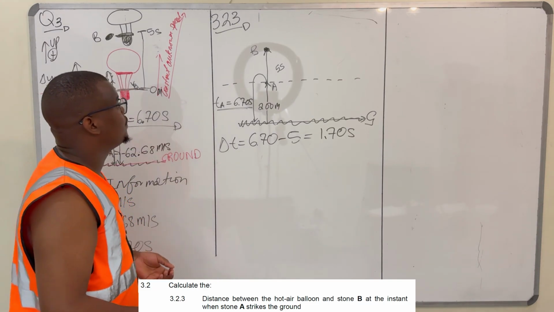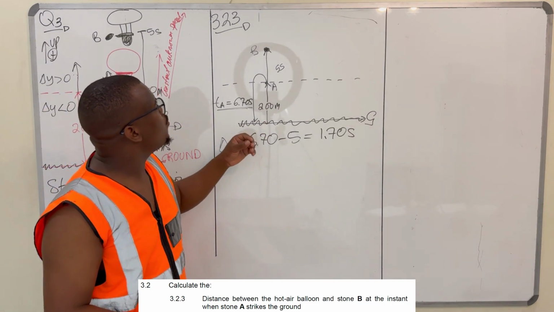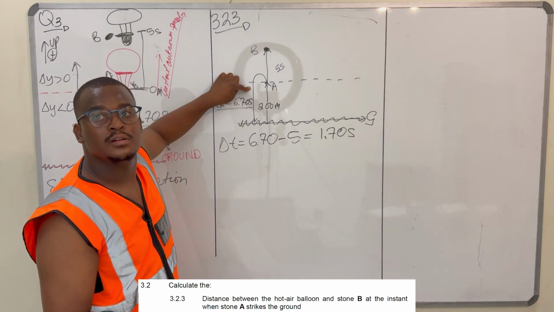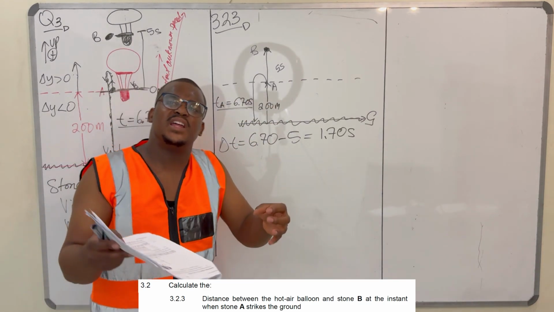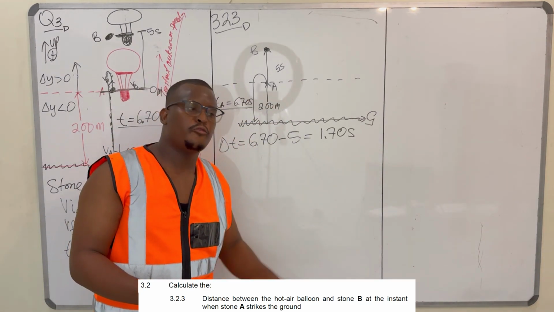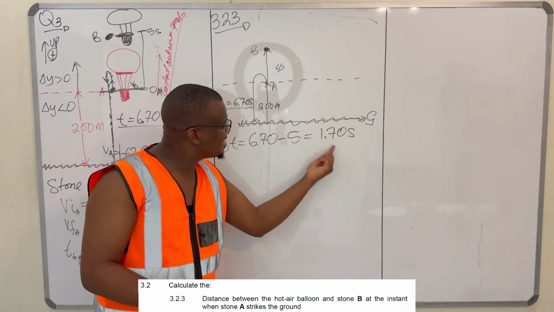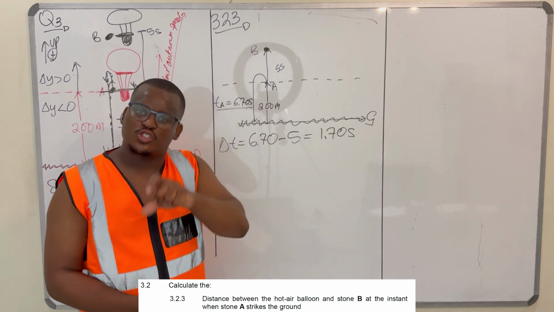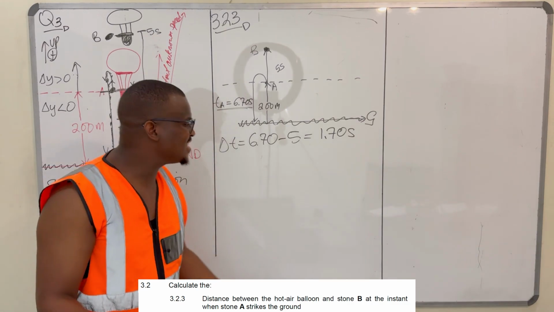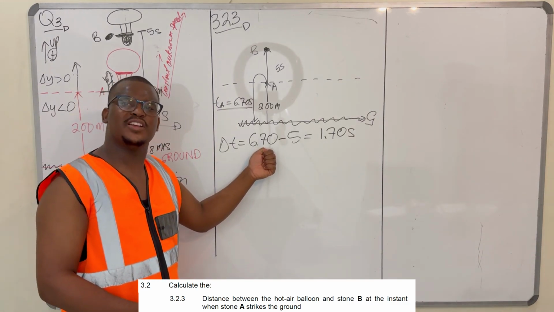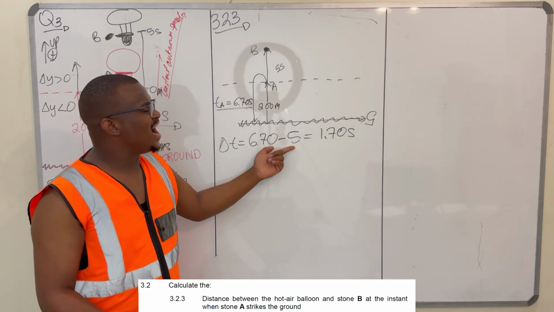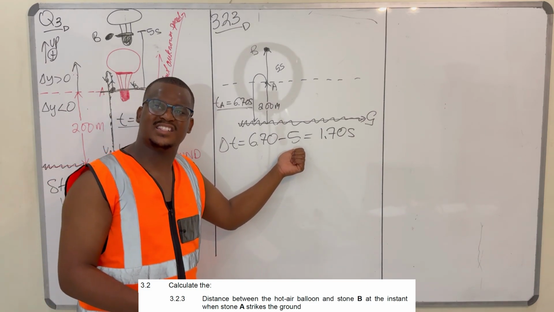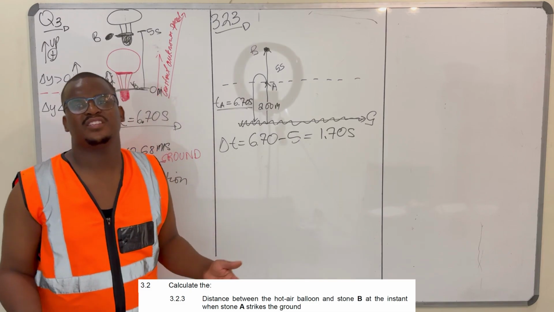So what do we do? We say, okay, we know that by the time ball A hits the ground, right, stone B will only be in motion for 1.7 seconds. For that tiny time, because that's the only time that stone A and stone B will be in free fall. Because if stone A takes 6.70 seconds to hit the ground and the other one is released 5 seconds later, by the time stone B is released, stone A is only left with 1.70 seconds.